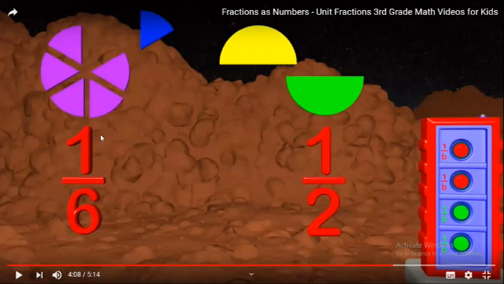And here it's one part of the whole. So one part is the blue, and the whole circle is divided into 6 equal parts. Don't forget to say equal parts. So when you find the numerator is 1, this is a unit fraction.